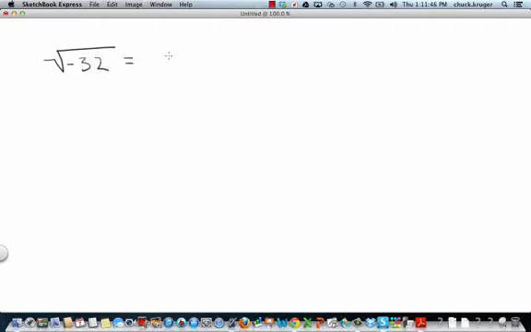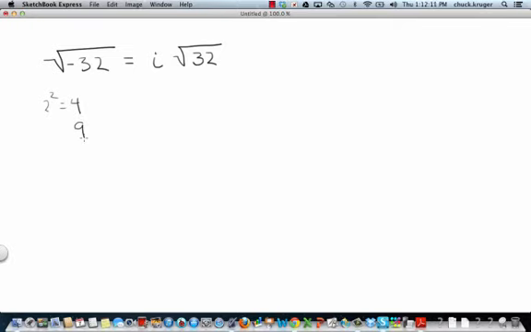Okay, this one's a little bit tricky. This is i times the square root of 32. All right, now, this is what I do. I'm going to look at perfect squares. I eliminate 1 because 1 is the perfect square that exists in all numbers. So I'm going to start with the next one. And what I do is I think of 2 squared. 2 squared means 4 is my perfect square.